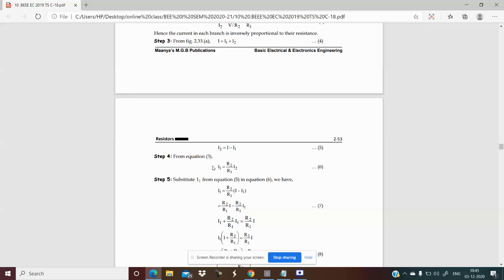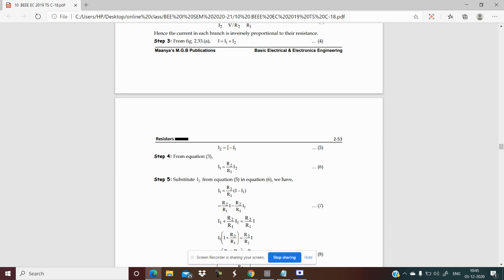From equation 3, that is I1 by I2 is equal to R2 by R1, I am taking only the I1 value. So I1 is equal to R2 by R1, and this I2 will go here, so R2 by R1 into I2. I am placing this as equation 6. Now I substitute I2 from equation 5 into equation 6.